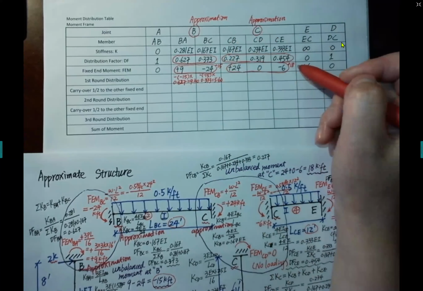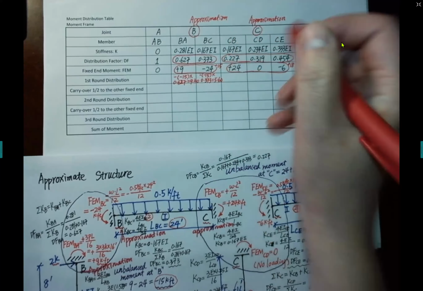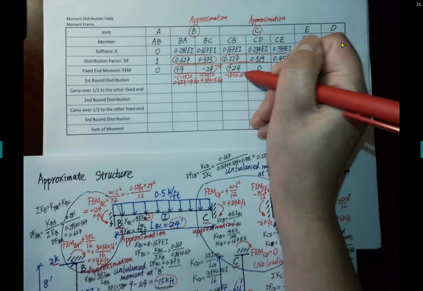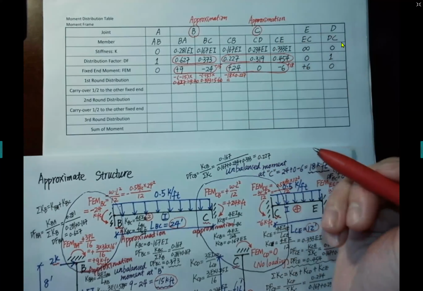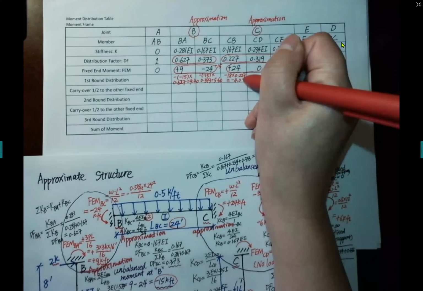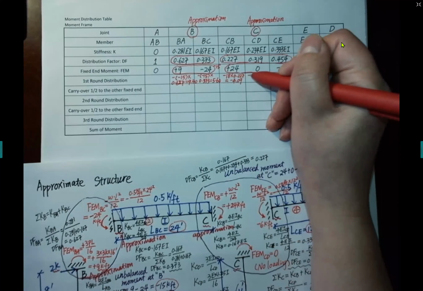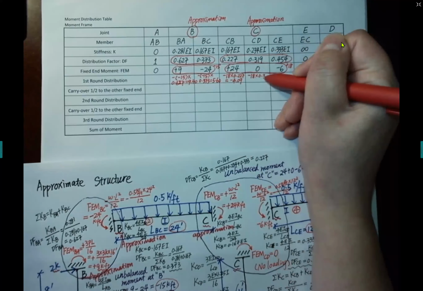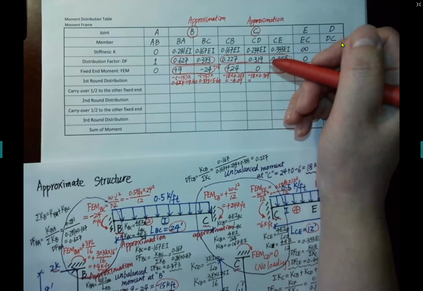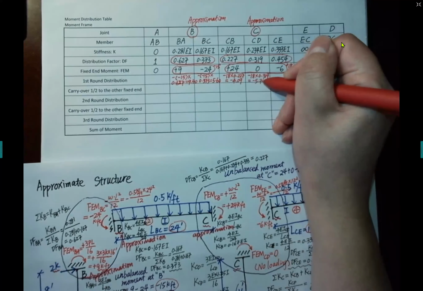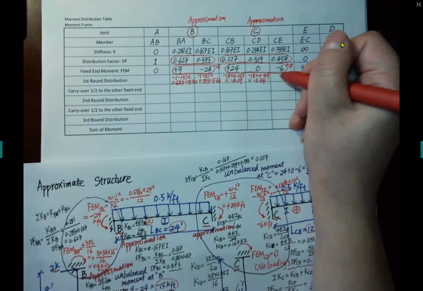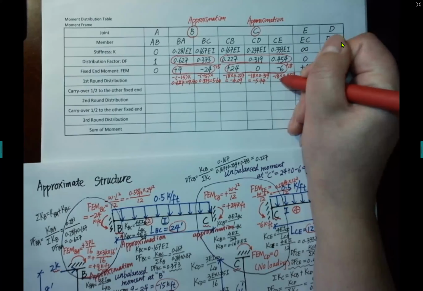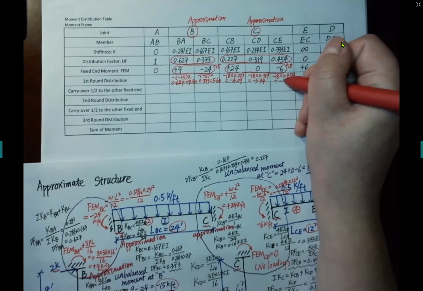At joint C, the unbalanced moment is positive 18. Then we will take negative 18 times the distribution factor of each member. For CB, we get negative 4.09. For member CD, we take the unbalanced moment with a negative sign, negative 18 times 0.319, and get a distribution moment equal to negative 5.74. And for CE, we take negative 18 times 0.454 and get negative 8.17.